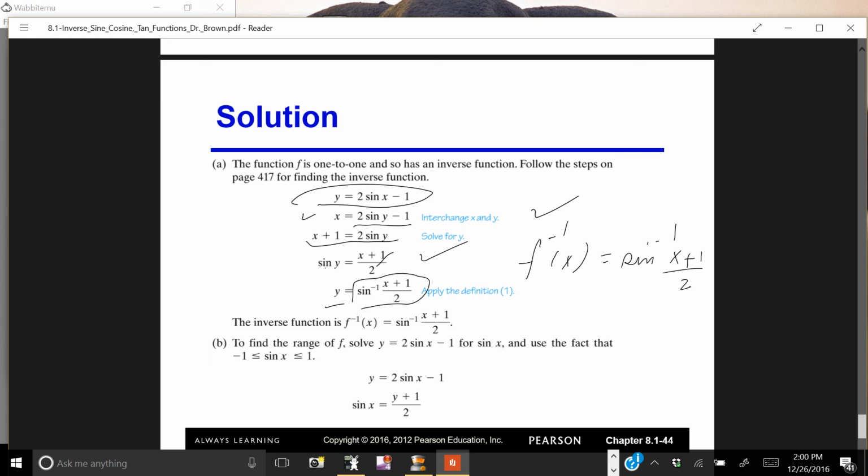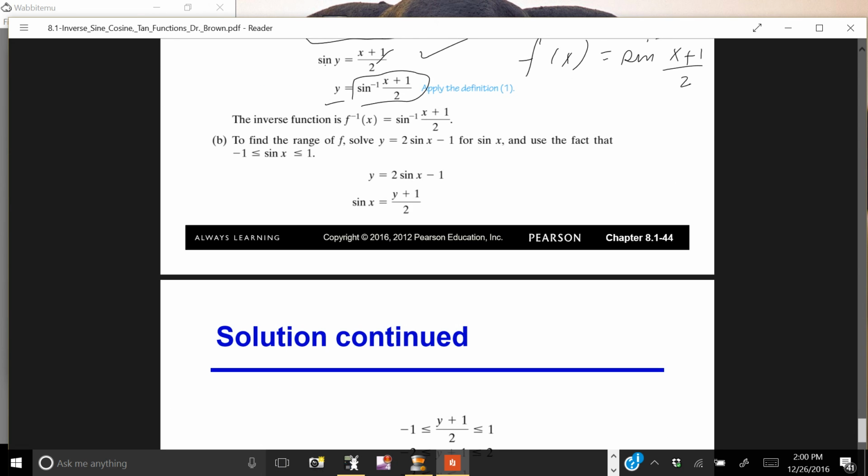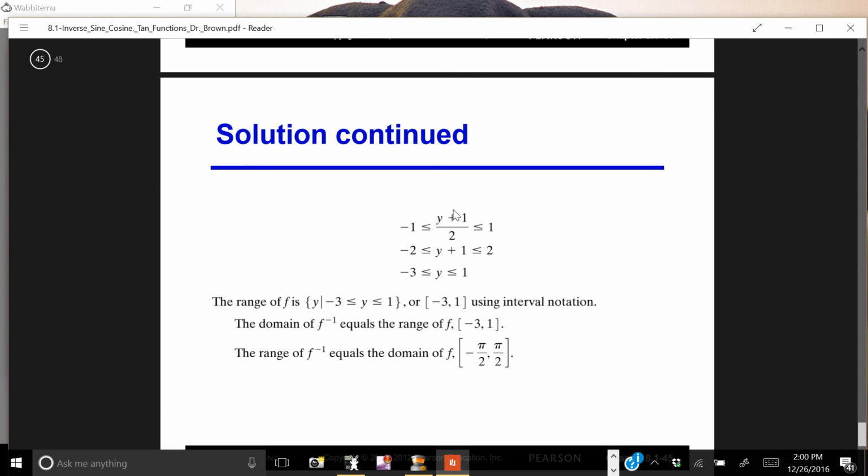Now, the domain and range of the inverse function is going to be just taking the domain and range of the original function and interchanging them. So remember, the original function range was minus 3 to 1. So the domain of the inverse function is minus 3 to 1. And the range of the inverse function is the domain of the original function, which was minus pi over 2 to plus pi over 2.